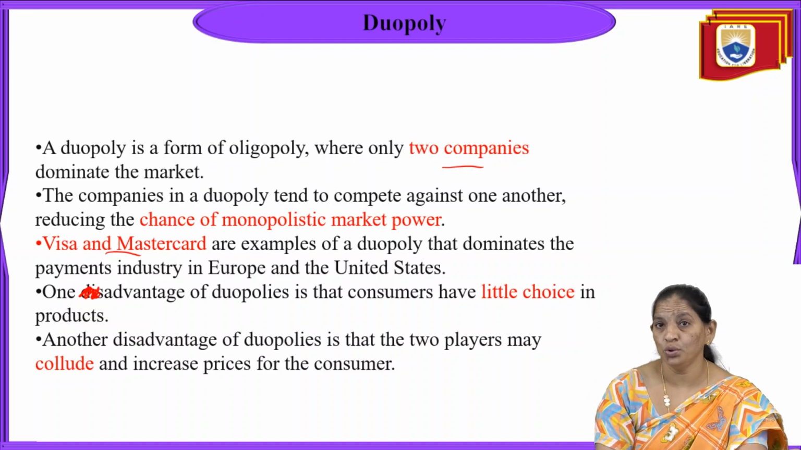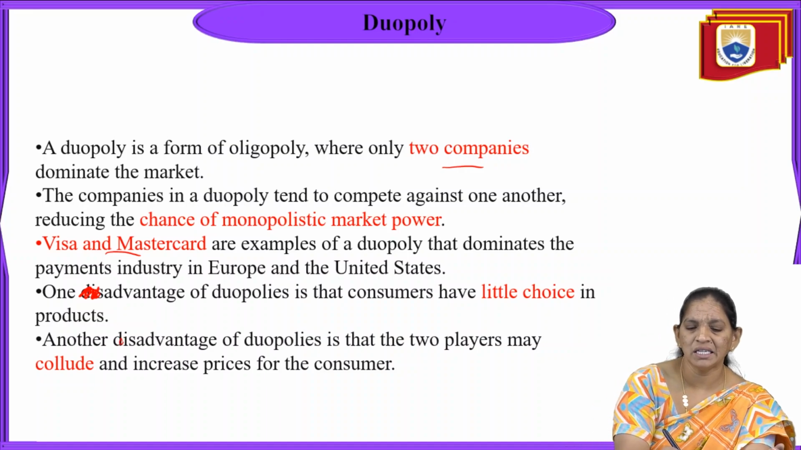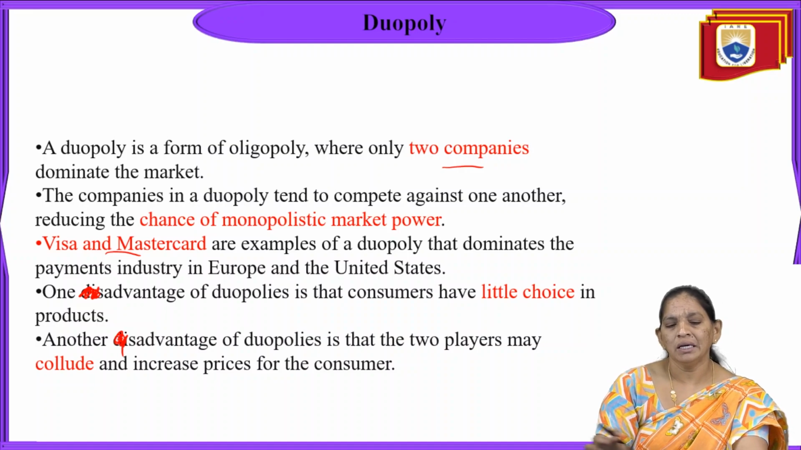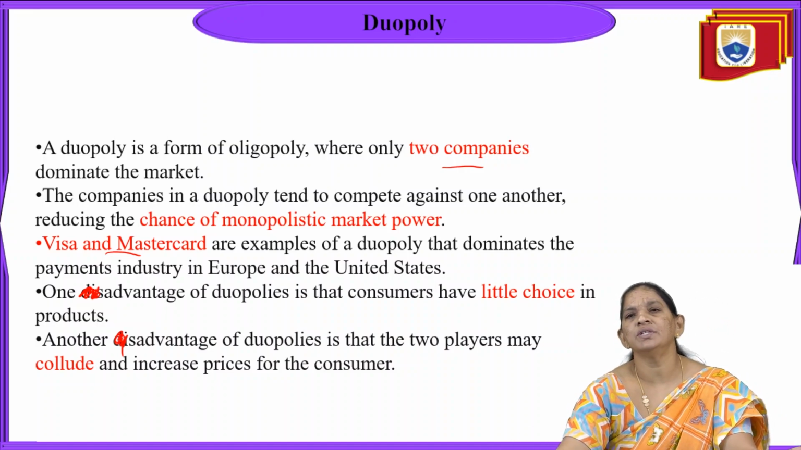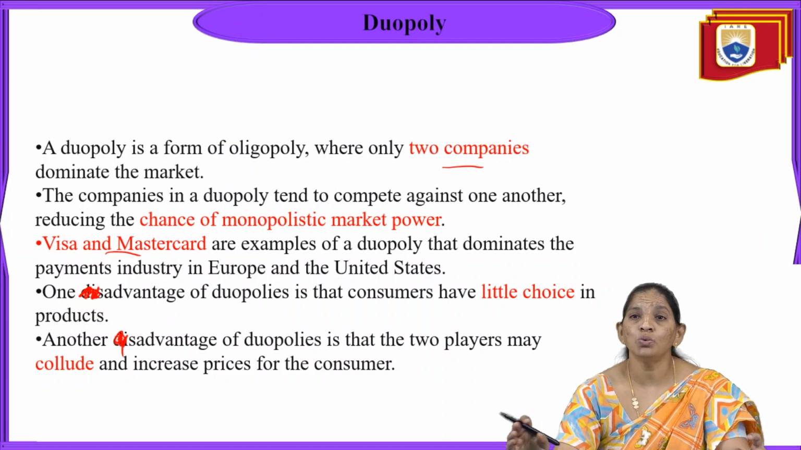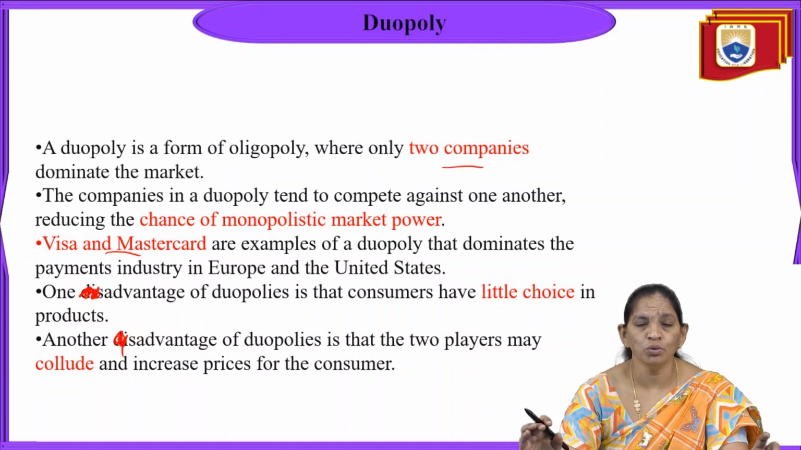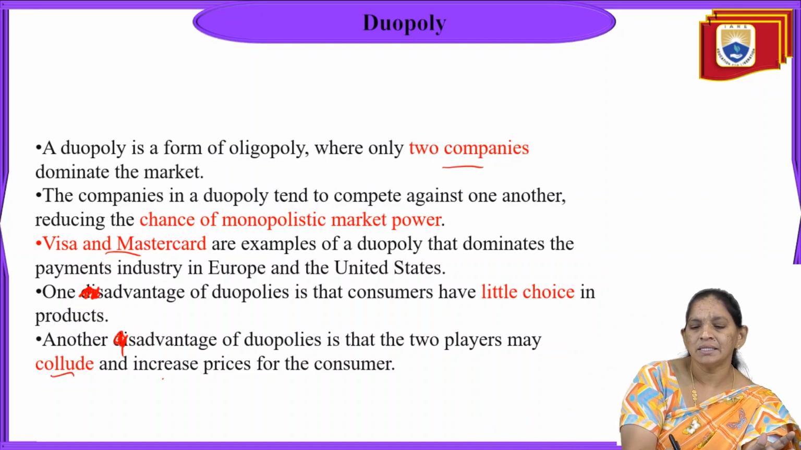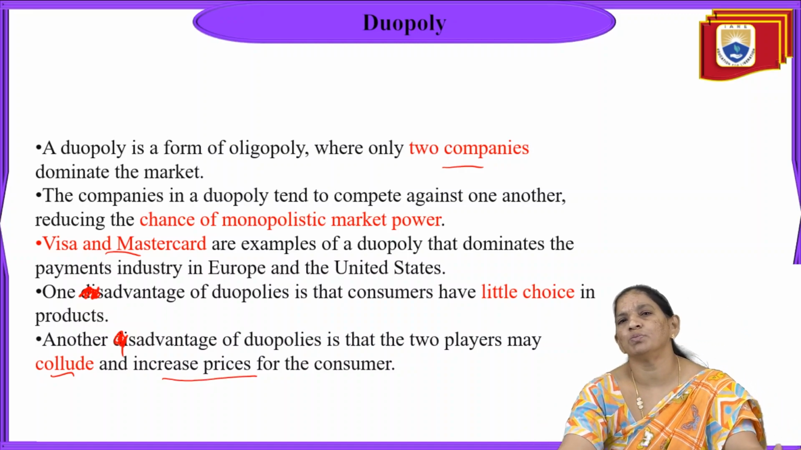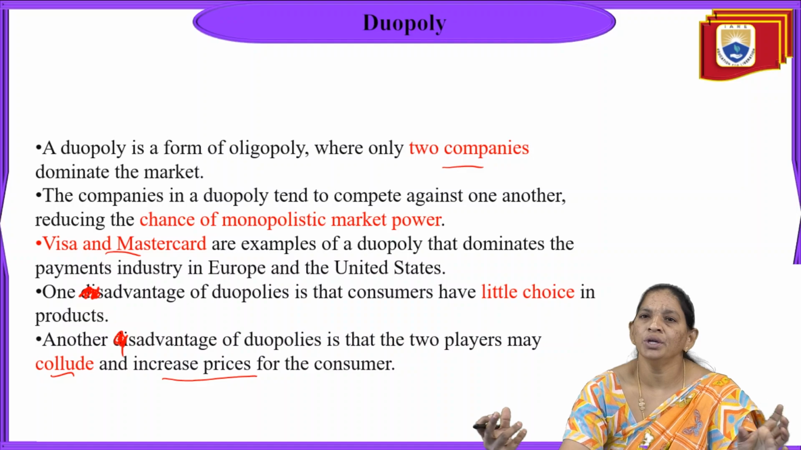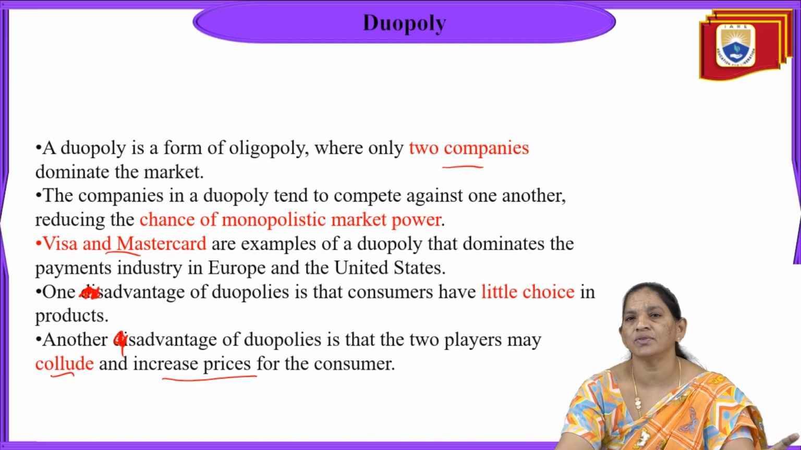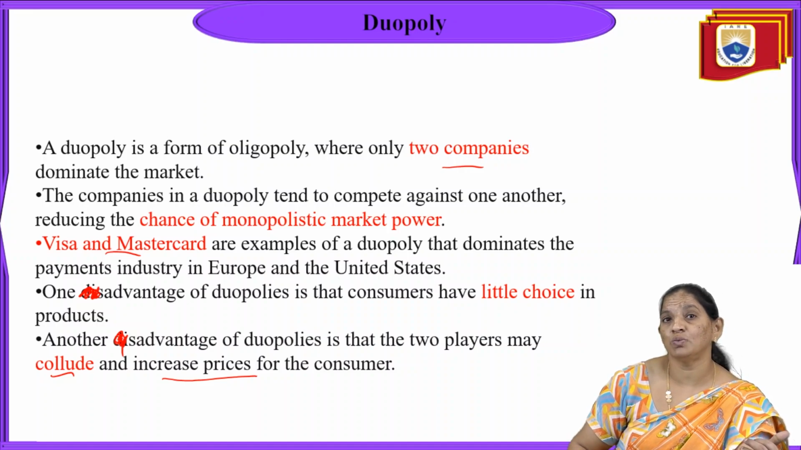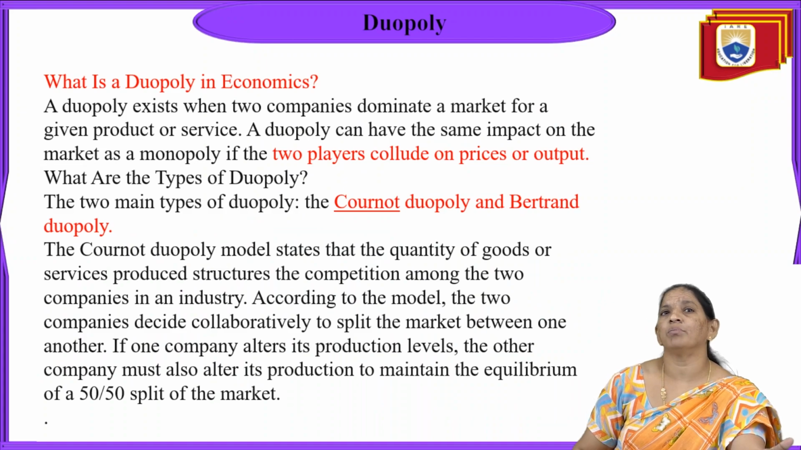But in case of duopoly, the consumer will have little choice, meaning maybe you can go for this product or that product. In the same way, another feature of duopoly is that these two companies, the two competitive companies, will collude and increase the price for the consumers. So we can understand that these are the two things which will help these duopoly companies.